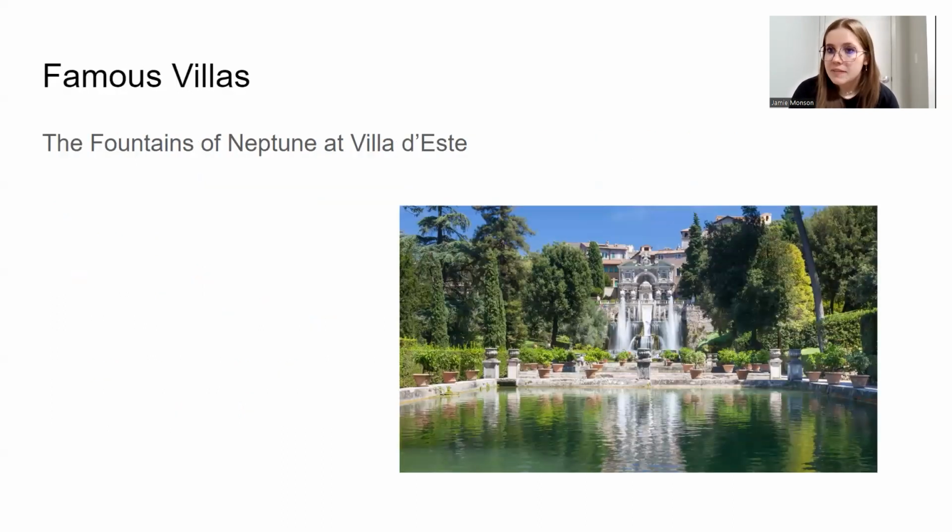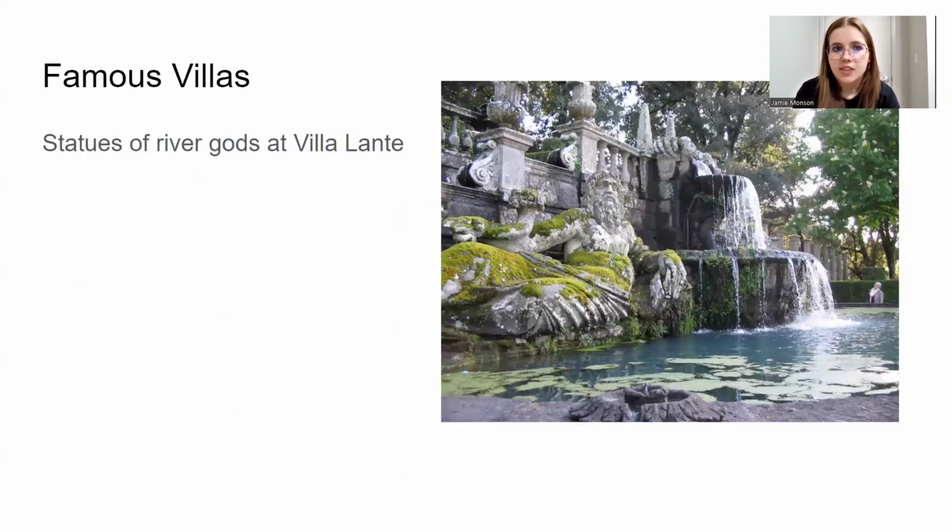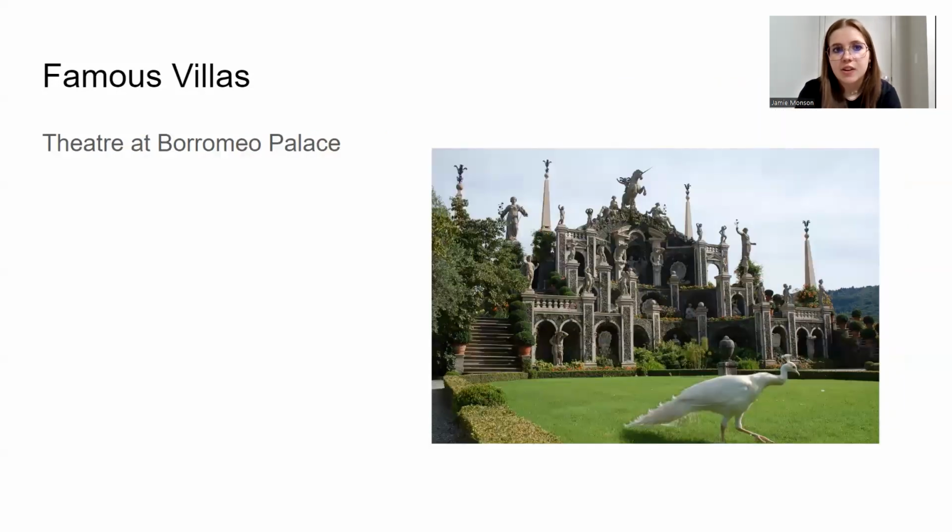So I'm going to talk about some of the famous villas. These are the Fountains of Neptune at Villa d'Este. They're very beautiful. And then we also have the statue of river gods at Villa Lante. And later on, I'm going to talk some more about Villa Lante. We also have the Theater of Borromeo Palace. This really does look like a palace, and it's very beautiful, and the architecture is just amazing. And the gardens located here are also very beautiful.